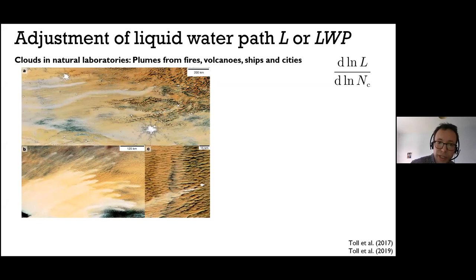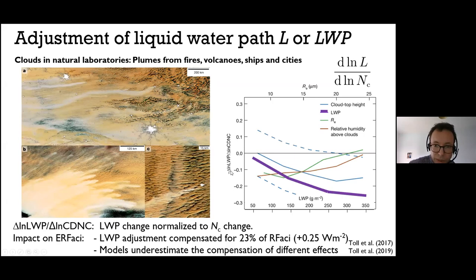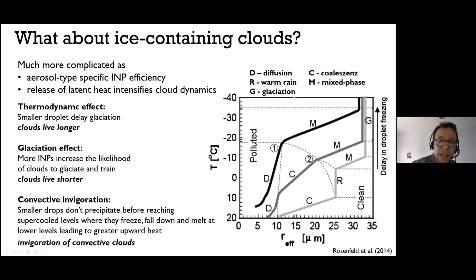And in this study, they find by normalizing the change in liquid water path also to the change in cloud droplet number concentration, that the liquid water path adjustment compensates about 23% of the radiative forcing due to aerosol cloud interaction. So that's due to the Twomey effect, or this increase of cloud albedo due to the decrease in the cloud droplet size and increase in cloud droplet number concentration. In general, models were found to underestimate the compensation of those different effects. So this was all for warm clouds, that is clouds without cloud ice.